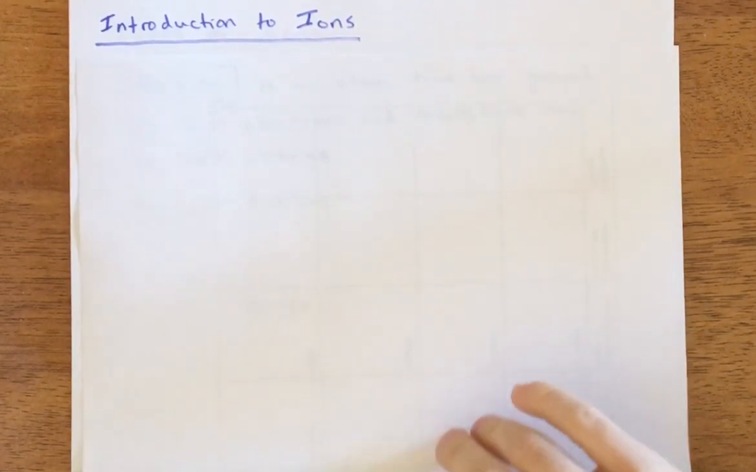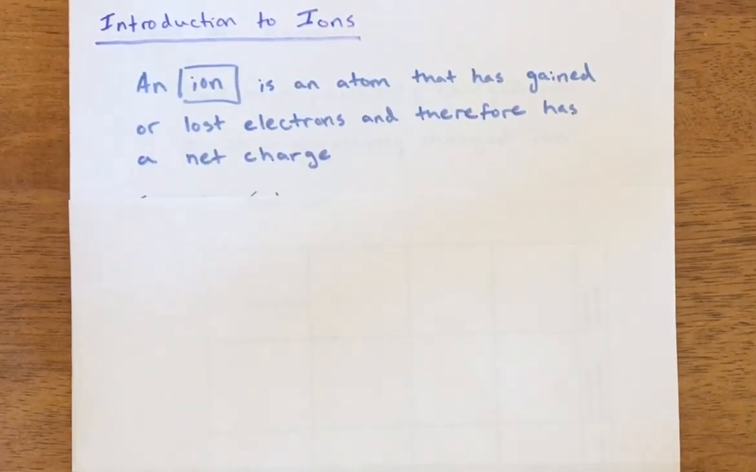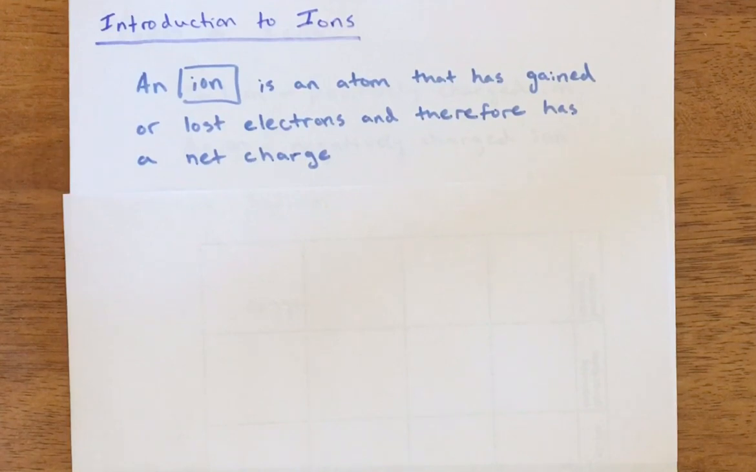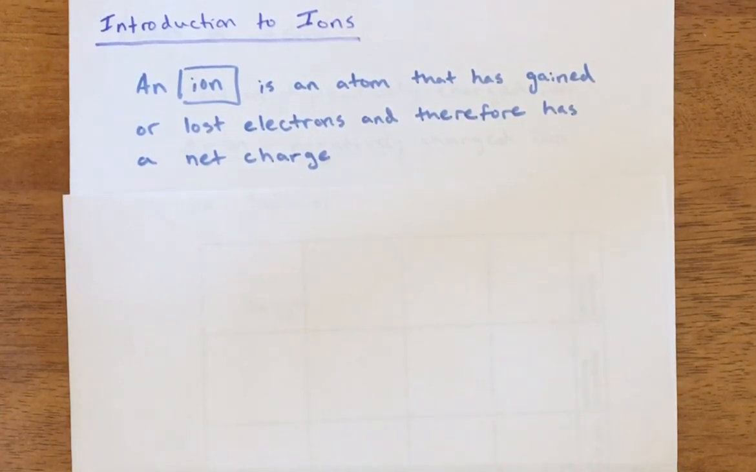So what is an ion? An ion is an atom that has gained or lost electrons and therefore has a net charge. We've talked a little bit about this when you did the atom diagram PhET simulation. If something gains electrons, it gains negative charges, so it becomes negatively charged. If something loses electrons, it becomes positive because it's lost some negative charges.